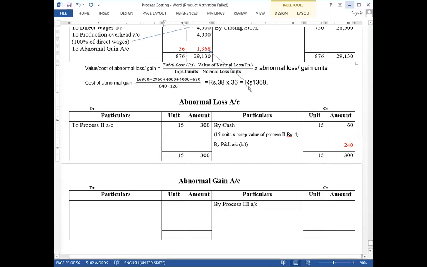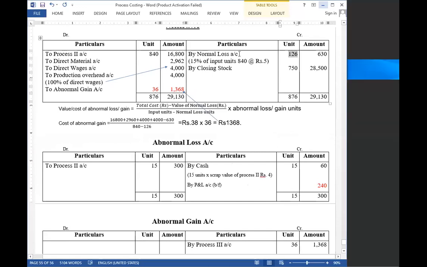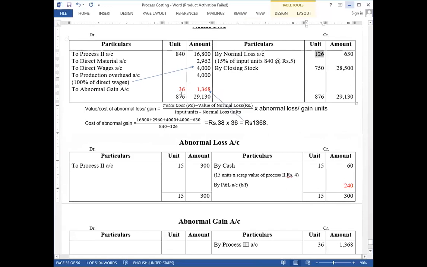36 units at the rate of 1368. Now this 36 units is a gain, but you have already included it in the normal loss. You told that it will be sold for rupees 5, as you were expecting a loss. But now you cannot sell these 36 units at the rate of 5 because it has become a gain. So you can sell it for this much only, not for 5 rupees.